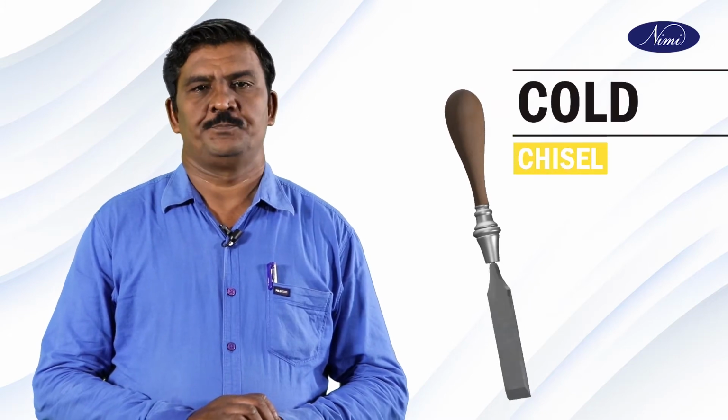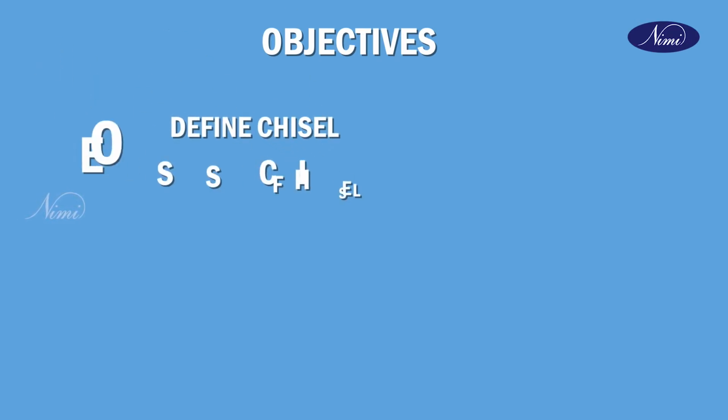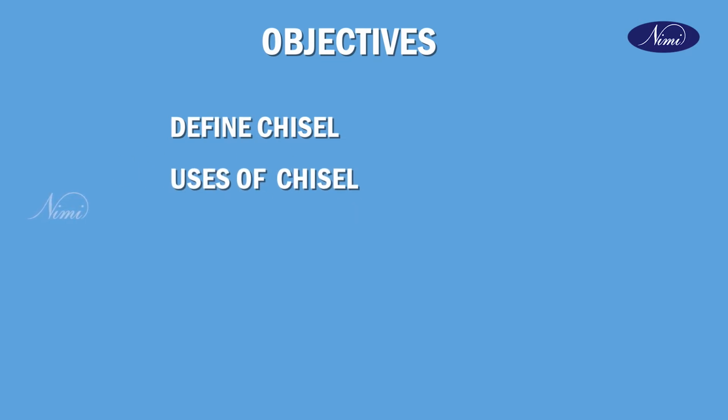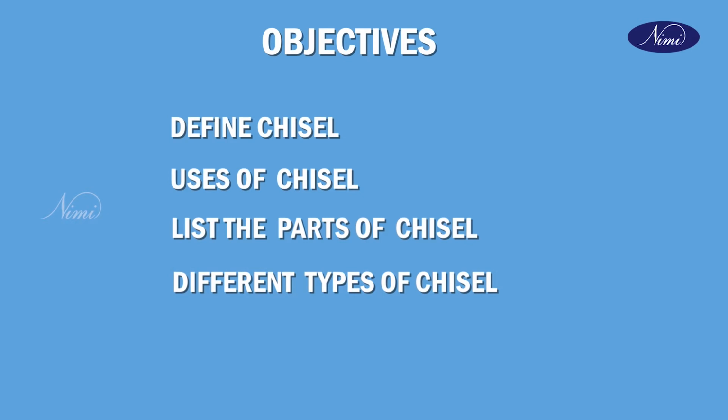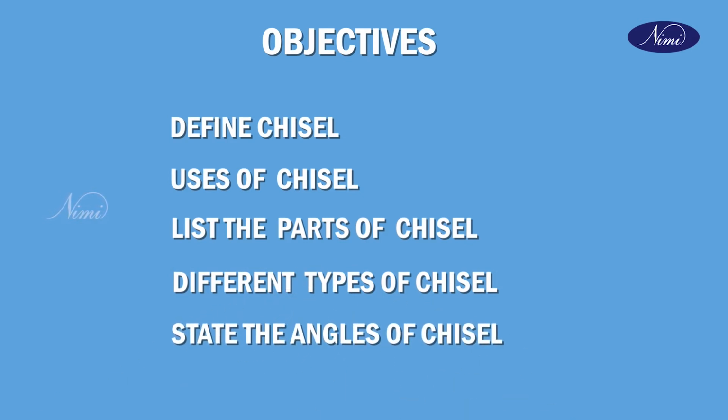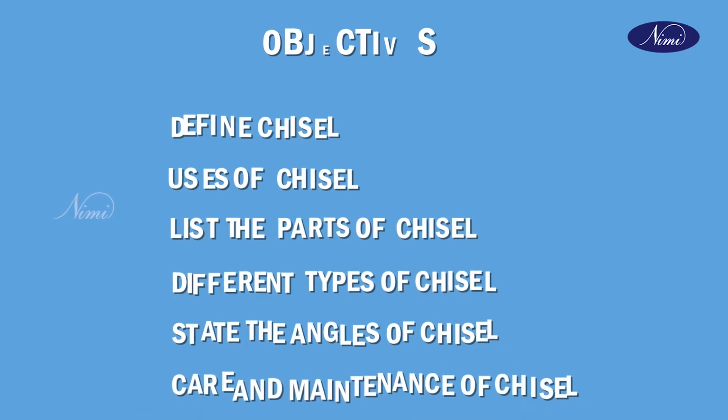Today we are going to discuss about cold chisel. First we will see the objectives. Number 1, define chisel. Number 2, state the uses of chisel. Number 3, list the parts of chisel. Number 4, state the different types of chisel. Number 5, state the angles of chisel. Number 6, care and maintenance of chisel.